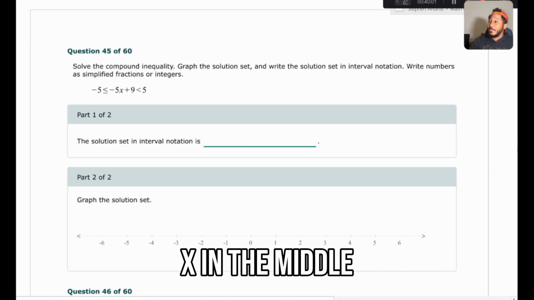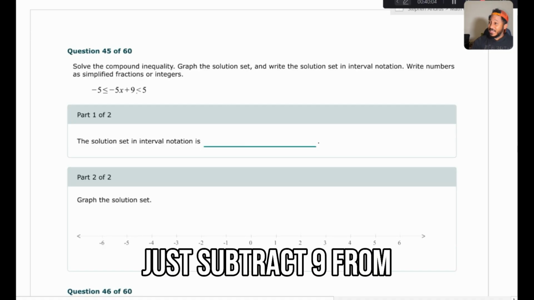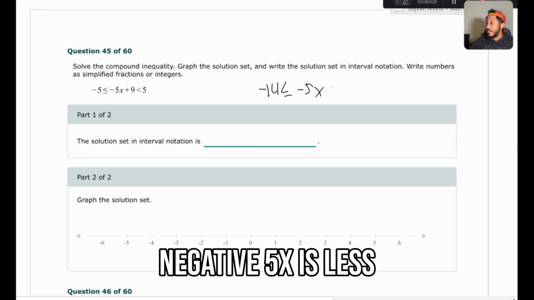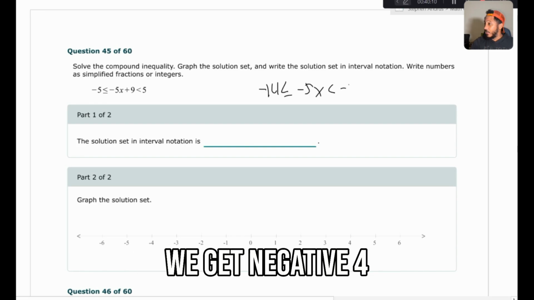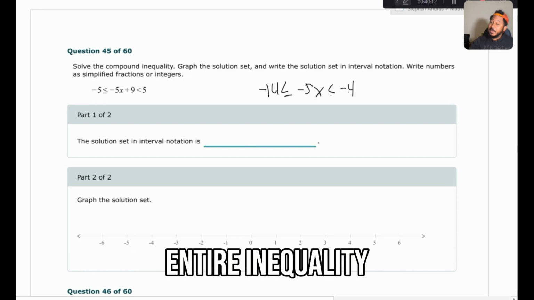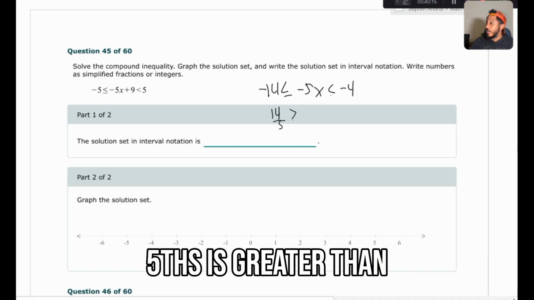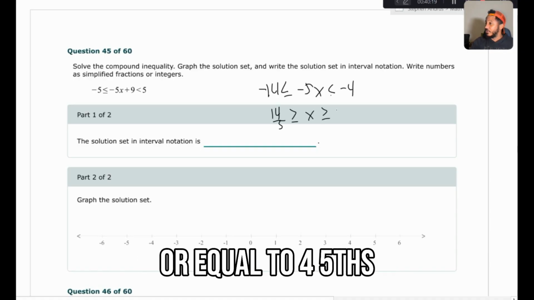This one has the x in the middle, and so we're going to just subtract 9 from all three parts. So negative 14 less than or equal to negative 5x is less than, if I subtract 9, we get negative 4. But then we have to divide by negative 5, so this flips the entire inequality, right? So this becomes 14/5 is greater than or equal to x, which is greater than 4/5.